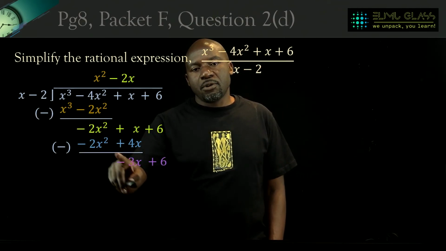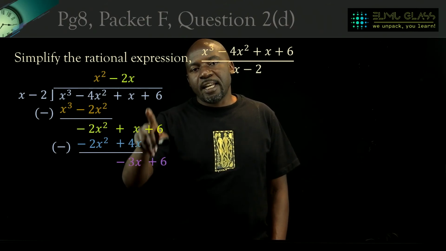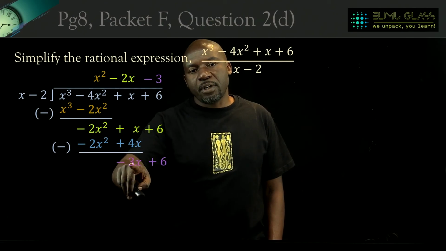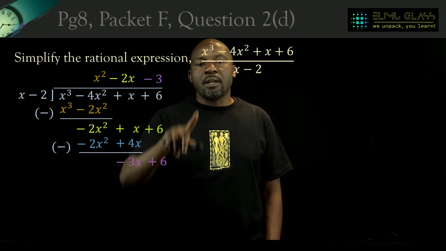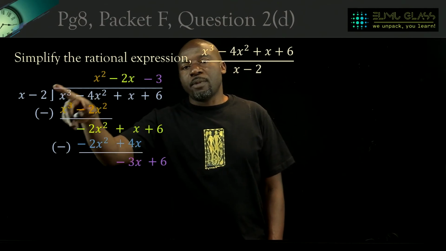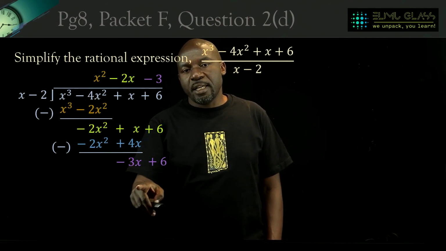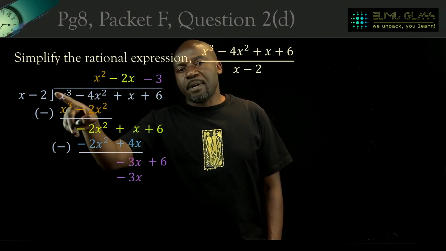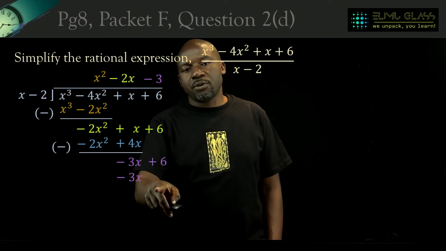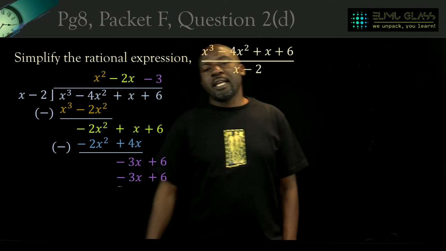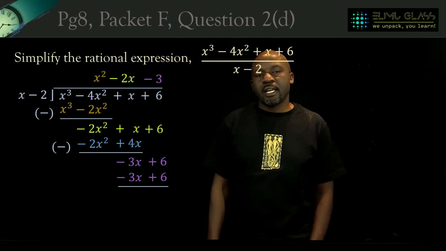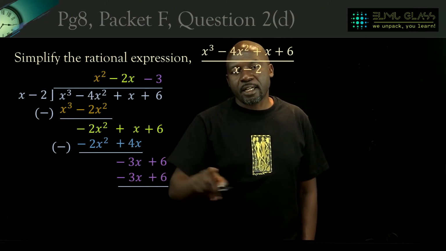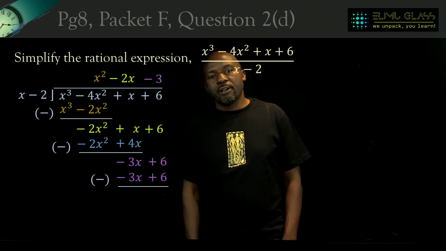x goes into -3x, -3x times. In other words, what do I multiply by x to get -3x? It is -3. And now -3 multiplied by x gives me -3x, and -3 multiplied by -2 gives me positive 6. All right, and then I subtract and I can see that there is no remainder. So this minus that is 0 and this minus that is 0. So there is a remainder of 0.